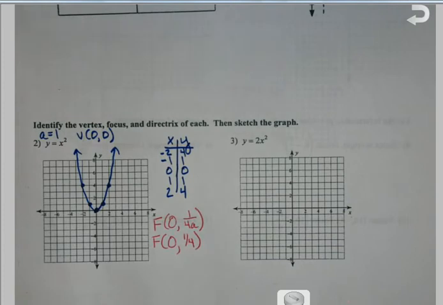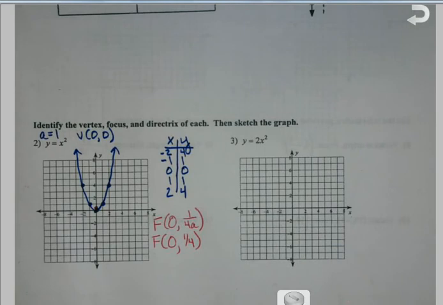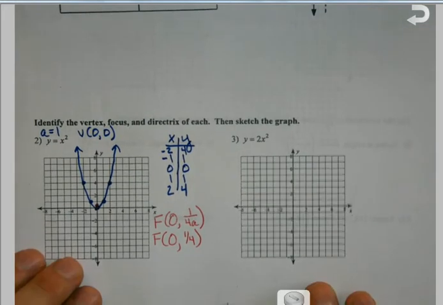So this may be a little trickier to graph because there's not a whole lot of room here, but there's this little dot right above my vertex. And my vertex and my focus will always align vertically. So then you're like, okay, so the focus is 0, 1/4. What's going to happen with my directrix then?